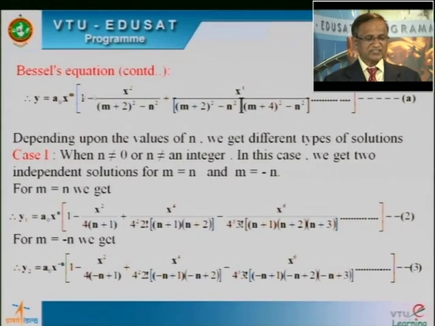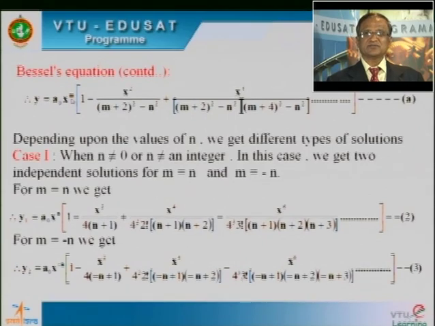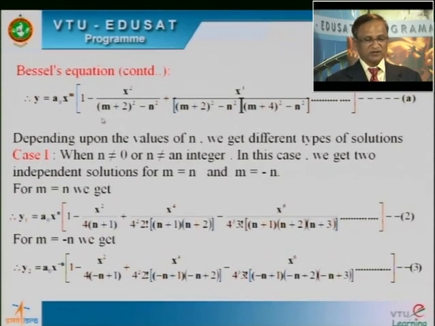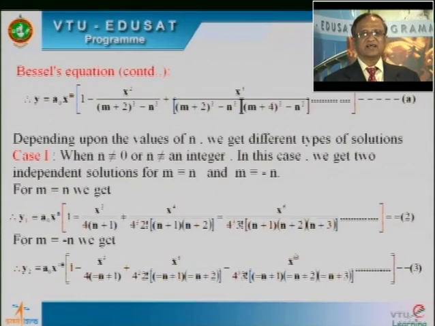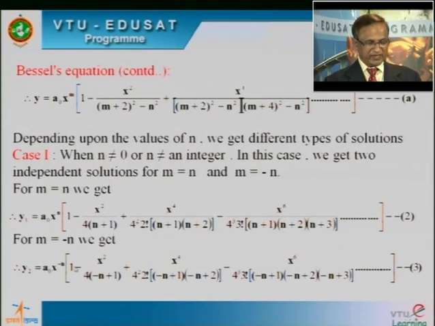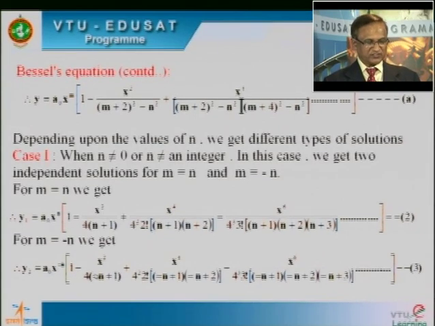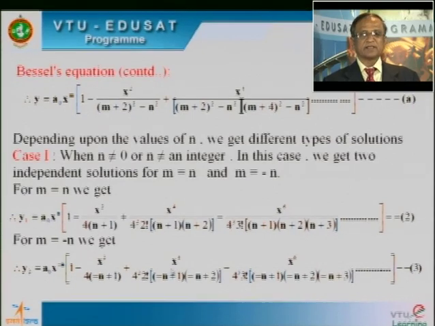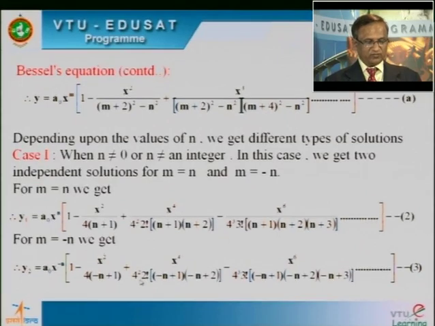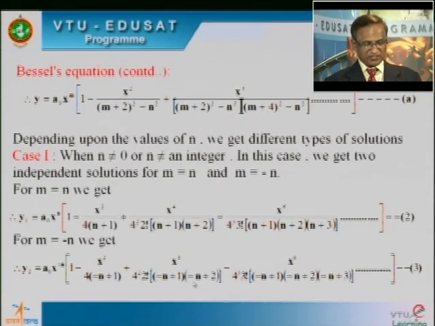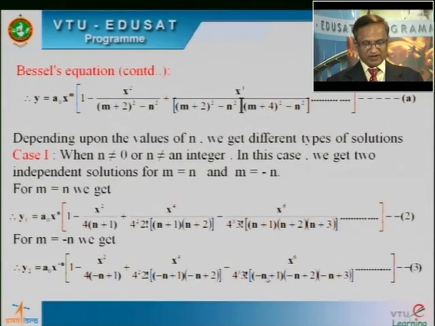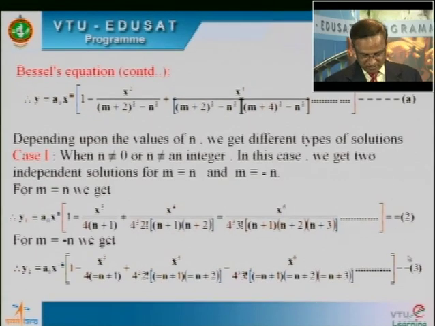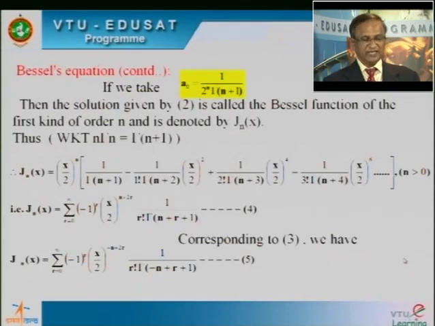Now exactly in a similar way, if I replace m by −n, I can obtain one more equation, namely 3, and I can call it y2 = a₀ x^(−n) [1 − x²/(4(−n+1)) + x⁴/(4² · 2! (−n+1)(−n+2)) − ...] and so on. So you may call it another equation, say 3.